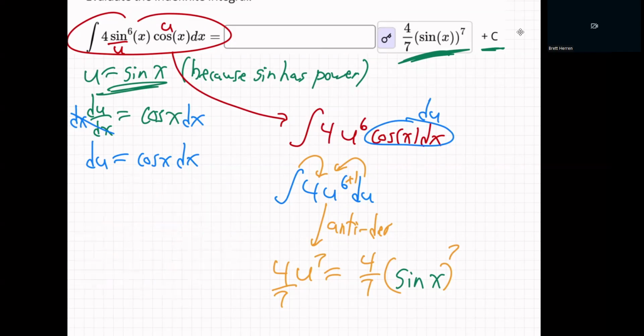So you've got to let u be the one that's to the power. If sine is to the power, let u be sine. If cosine was to the power, 6, 5, 4, whatever power, then let u be cosine. Let u be whichever of sine or cosine has the power, and then the derivative will be the other one. And there we go.